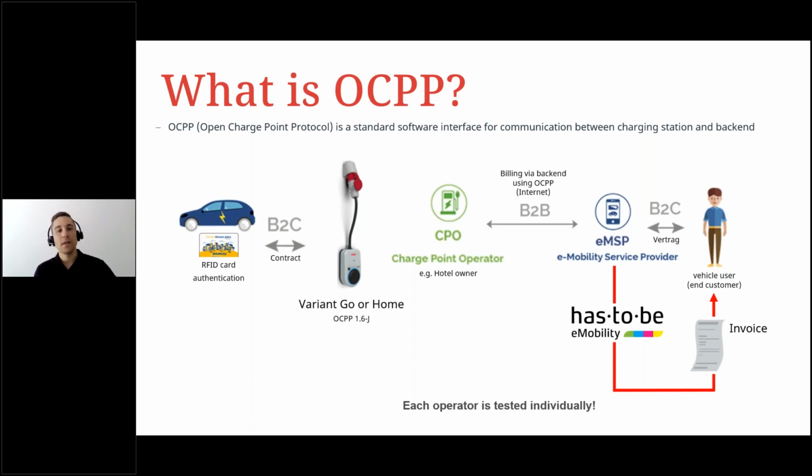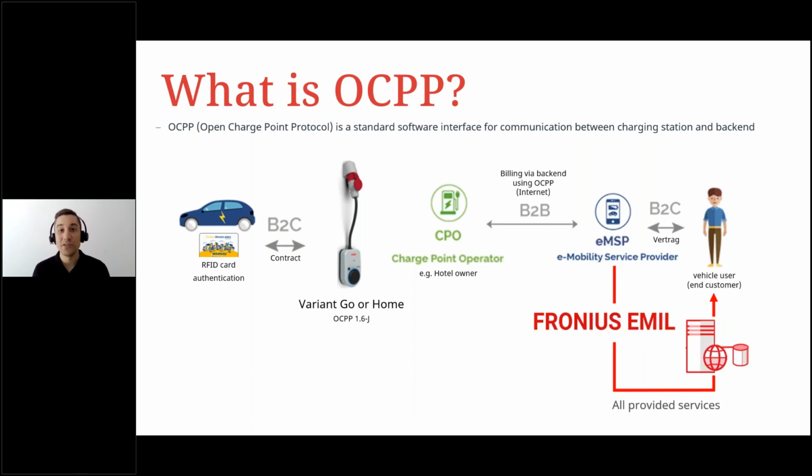On the other hand, Open Charge Point Protocol can also be used to control and manage the charge point itself. And this is also very important, tested with our Fronius eMail. Maybe you have heard already about our Fronius eMail solution. Fronius eMail is the basis for all provided services. It is a software solution, a load management solution, where you can make sure that several charge points can be operated at once and that you have full control over commercial charging solutions.